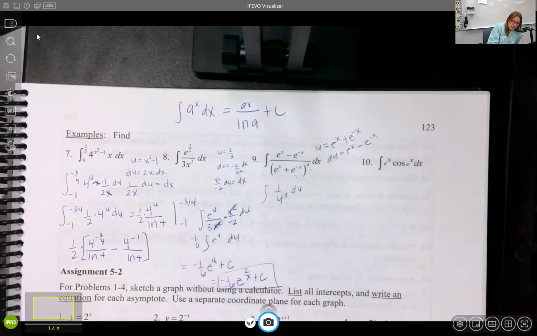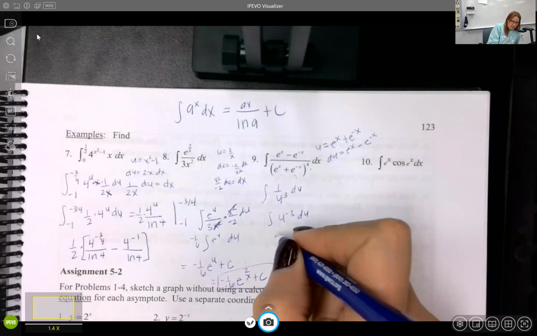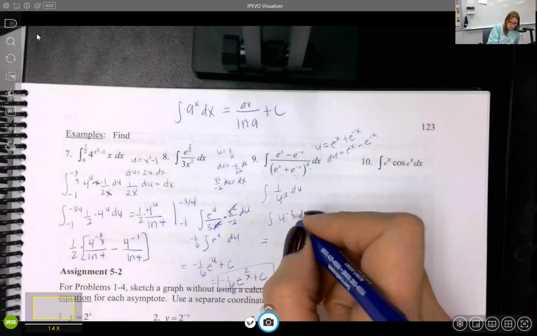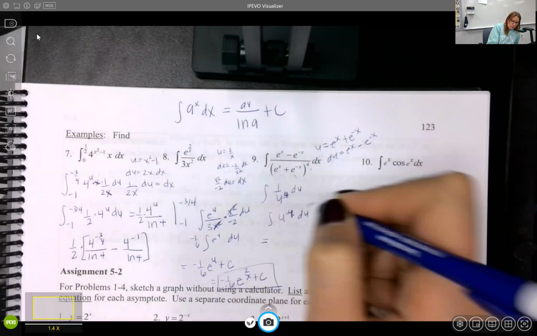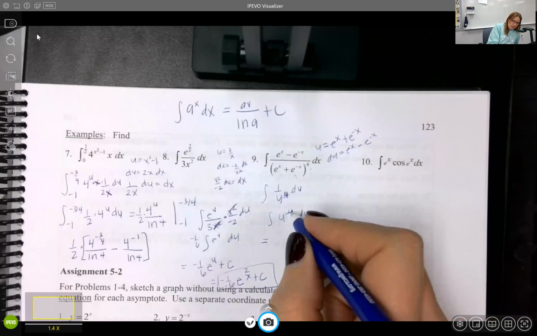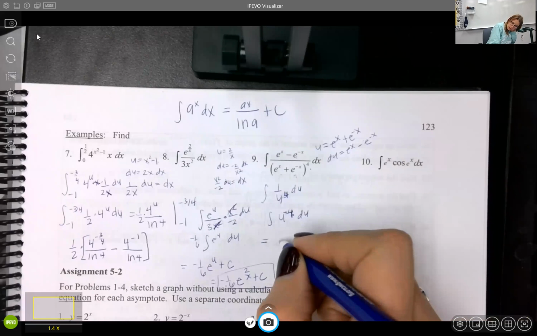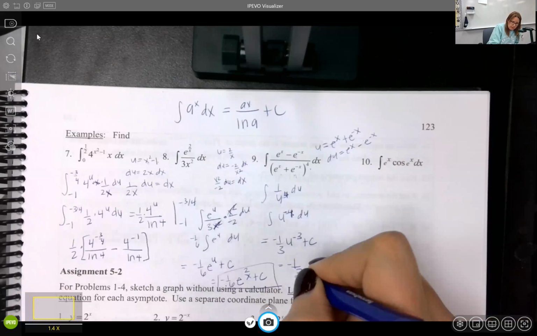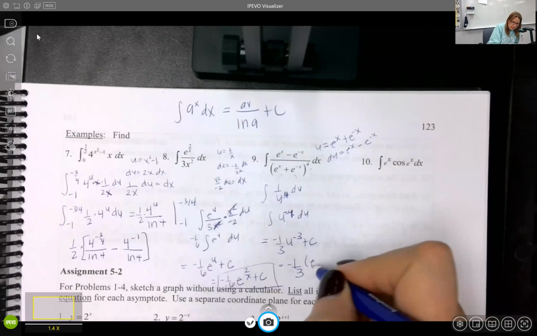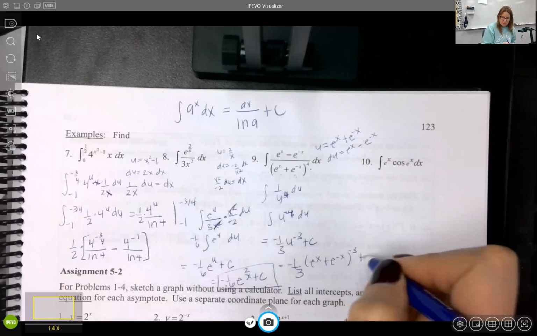Okay, so this is u to the -4 du. I should have written 4, not 3, sorry. So 4, and then I add 1 to that. So I get -3, and then I divide by -3. So I get -1/3 u to the -3 plus c. That's -1/3, and then u was e to the x plus e to the -x, all to the -3, plus c.